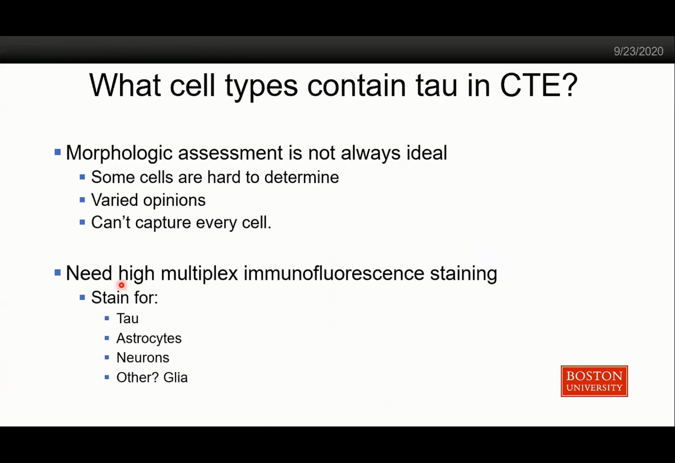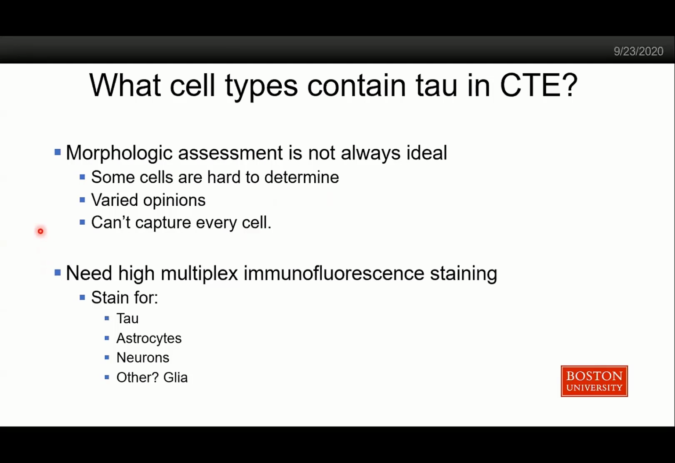Now, the last thing I wanted to do here is follow up on this morphologic assessment. So the previous results I just showed you were primarily based off of morphology. And this is not always ideal to examine in a quantitative measure because some cells are really hard to determine. Are they neurons or astrocytes? And sometimes, depending on who you ask, what neuropathologist, it could be different. They might have different ideas on what exactly a neuron should look like, what an astrocyte should look like. And this is not going to cover every single cell. There's going to be cells that we can't quantitate.